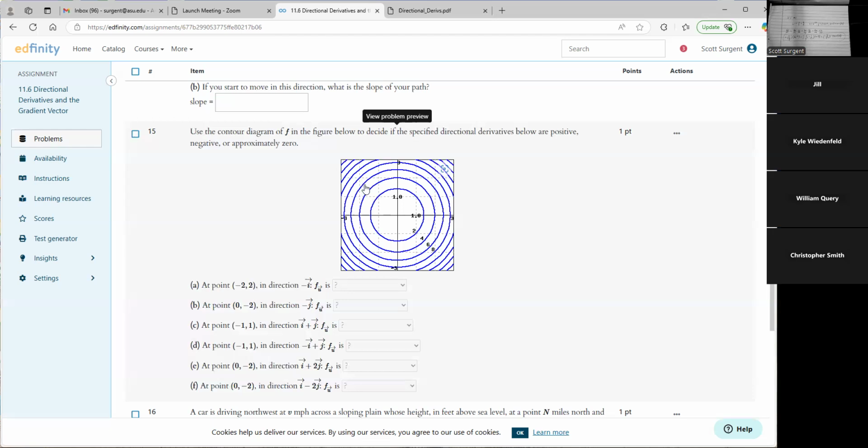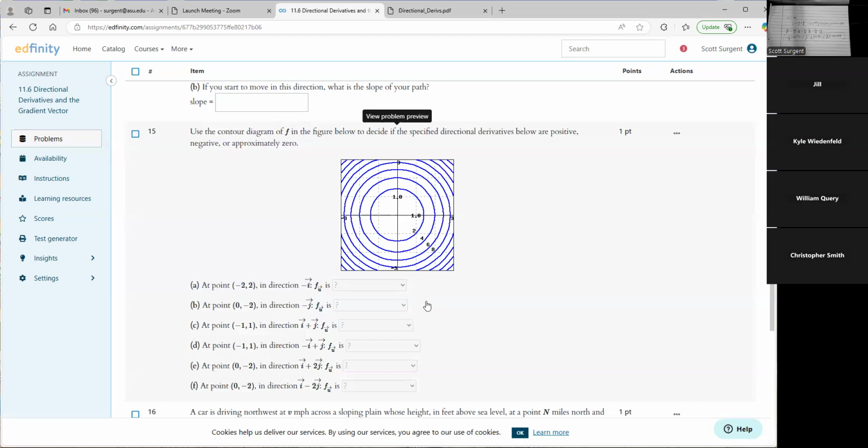Since we got them going, let's just do the last two. It's 0, negative 2, so I'm down here. I'm going in the direction of i plus 2j, which would be pointing this direction. Watch my finger there. It's going to go that way, so it's not tangent to the curve. Is it going down? Yeah, that'd be negative. Then same point, but this time we're going i minus 2j, so 1 over and down 2. That should be up.